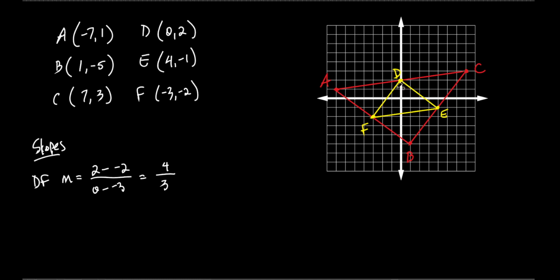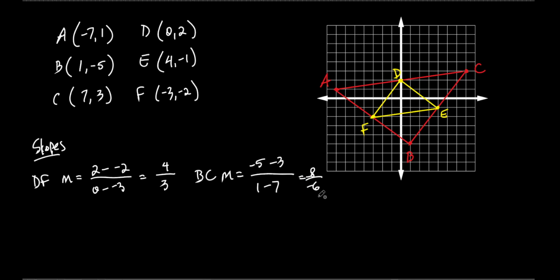So now I got to find the slope of BC or CB. Doesn't matter which way you call it. So I'll just call it BC. So let's find the slope of BC. All right, so here's BC right here. So let's do the same thing. Find the slope. It's a change in y over the change in x. So it's negative 5 minus 3. And then it's 1 minus 7. Let's see if we get the same thing. That's negative 8 over negative 6.